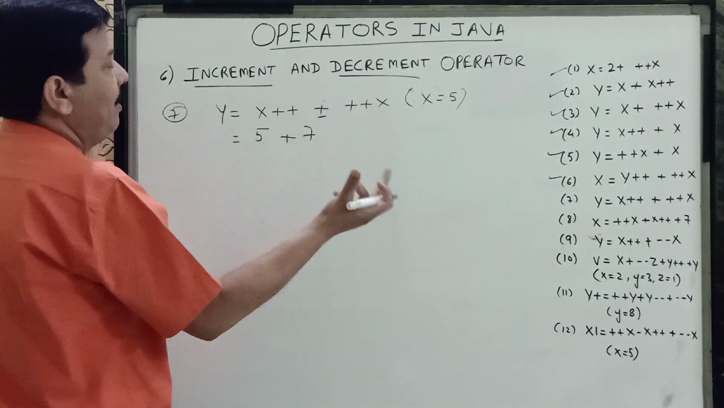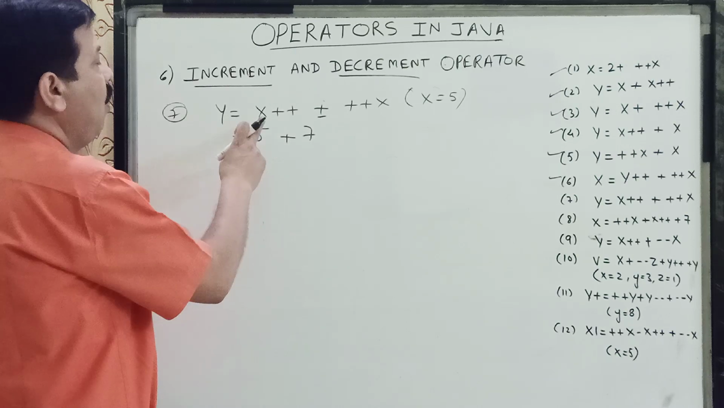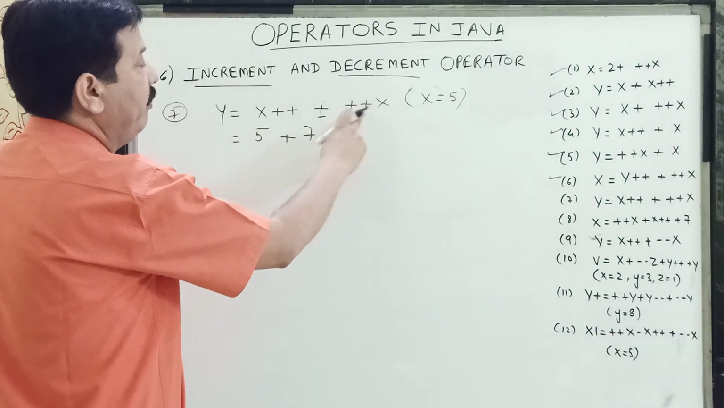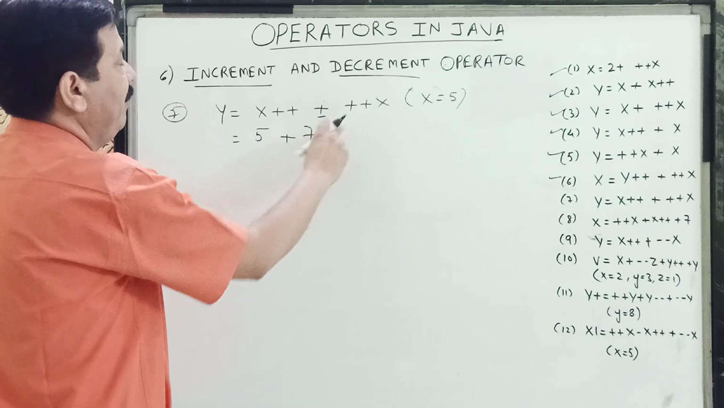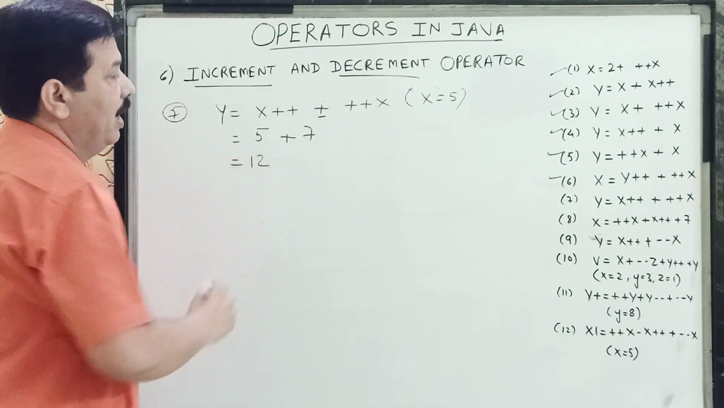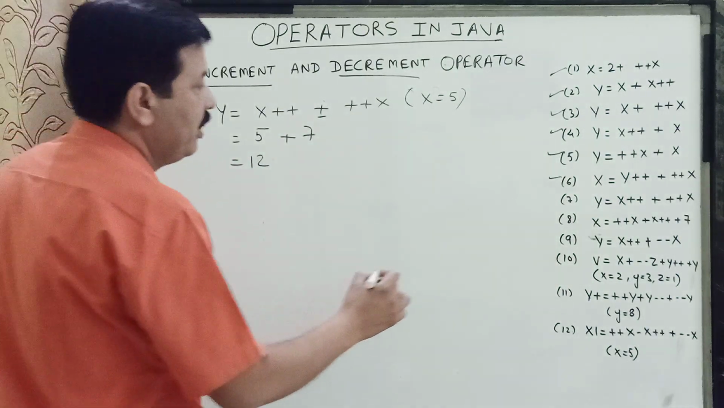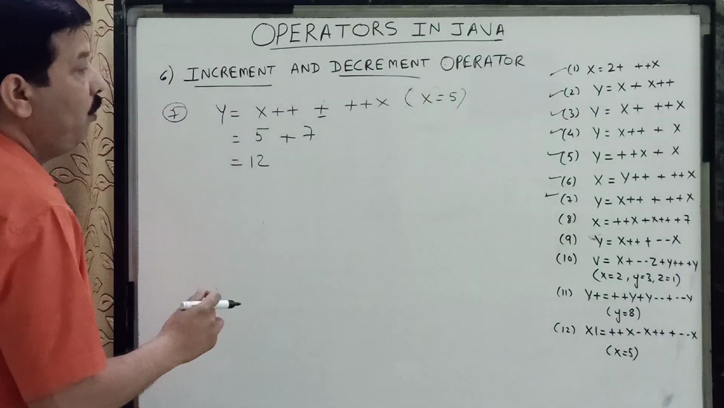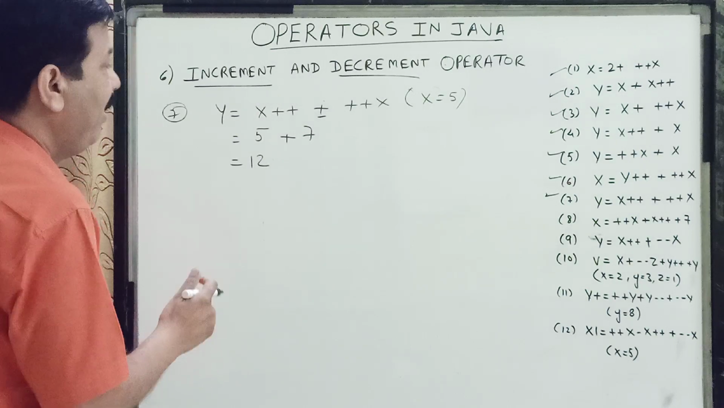So children, 2 times the value of x has been added. One is after using it, it becomes 6, and the other is before using it, then it becomes 7. So the answer becomes 12. If you see the next one children, this one, this we have done.